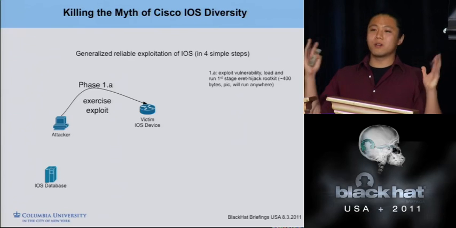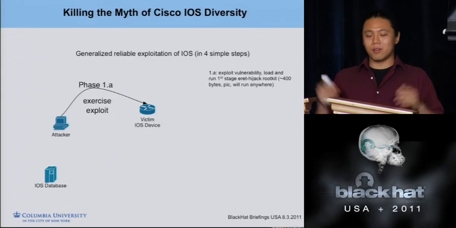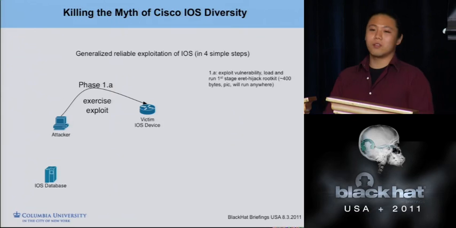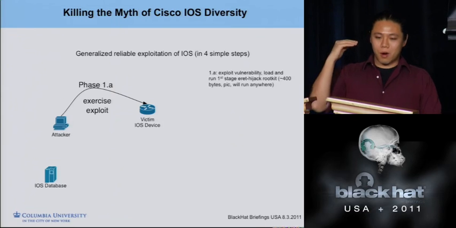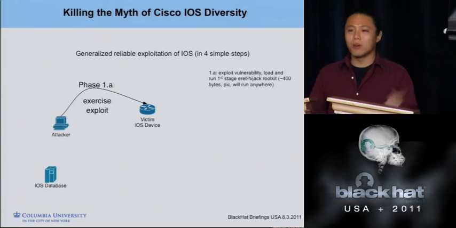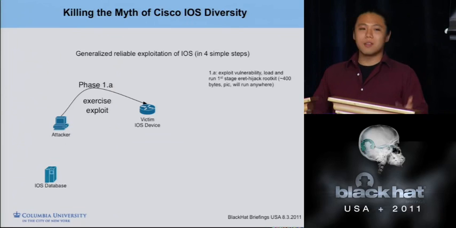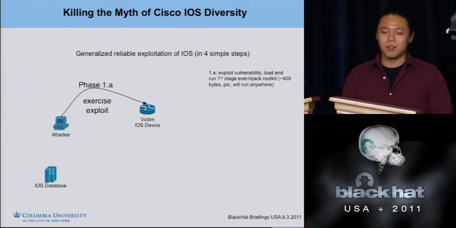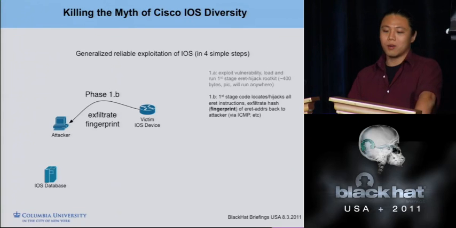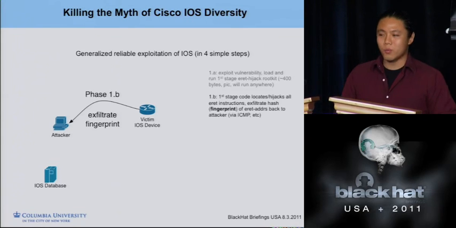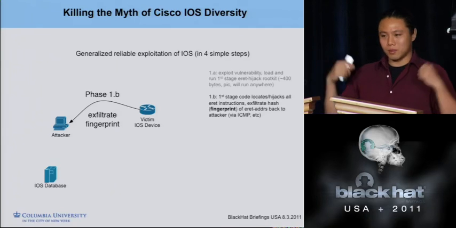But here's a four-step generalized process of reliable exploitation of an unknown iOS device out on the network. First, I trigger some vulnerability, and as part of my initial attack, I send along the 400 bytes that represent my first stage and second stage interrupt hijack shellcode. Once that executes, the first stage unpacks the second stage, which starts answering my command and control requests. I immediately make a request for exfiltration of the fingerprint, and I'm going to do this through a specially crafted ICMP ping message.